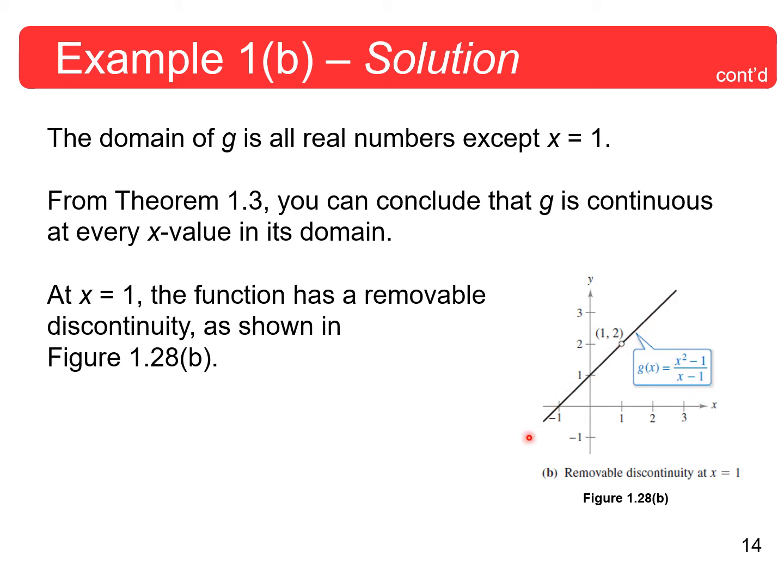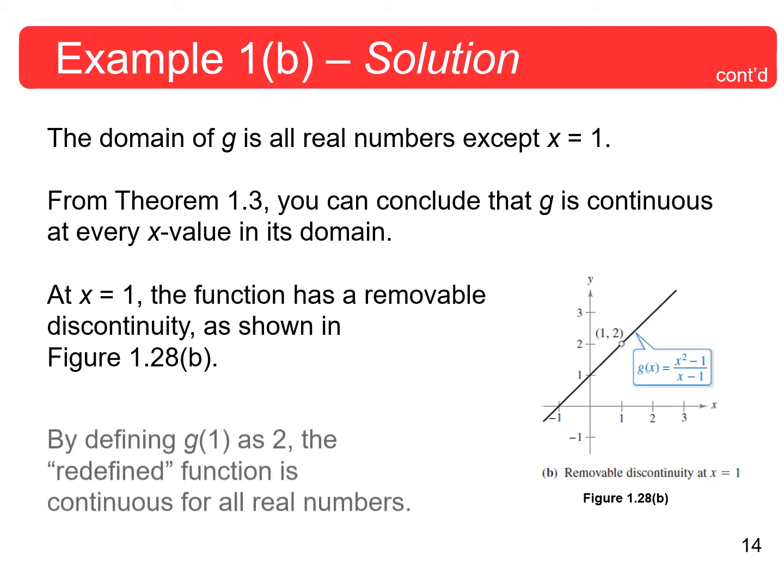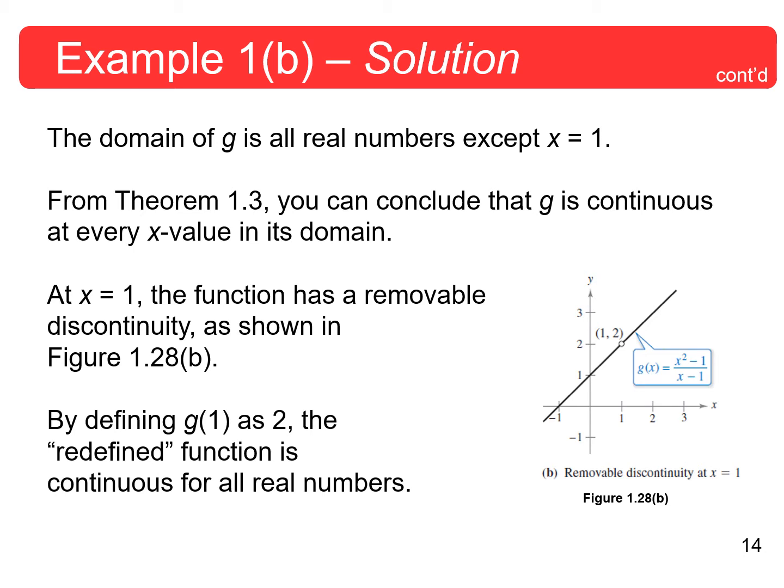Now from the figure here, we see that the graph of this function, g of x equal to x squared minus 1 over x minus 1, is this line here with this hole. So in this example, we have a discontinuity that is removable, meaning we can redefine this function to make it continuous at x equals 1. So by redefining g of 1 as 2, the function becomes continuous for all real numbers.